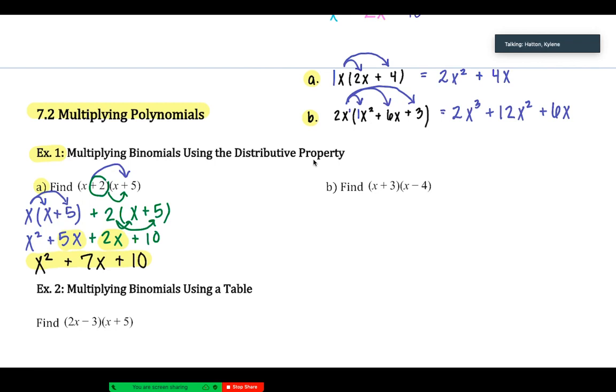And then for B, find x plus 3 times x minus 4. So we'll use the same thing. We'll use the distributive property. So we're going to take the first term, x, and distribute it by the second parentheses. So the first term in the first parentheses and distribute it by the second parentheses. So we write that as x times x minus 4.